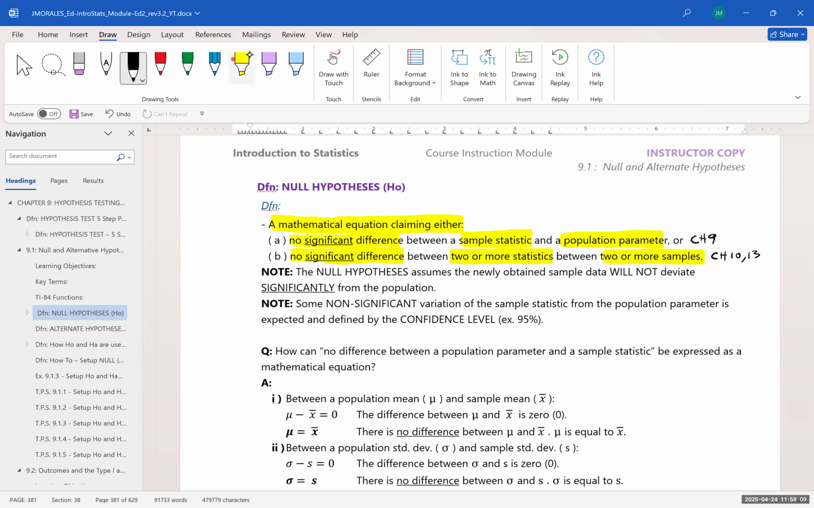So the null hypothesis assumes the newly obtained sample data will not deviate significantly from the population. Some non-significant variation of the sample statistic from the population parameter is expected and defined by the confidence level, like 95%. So what do we mean here by some non-significant variation of the sample statistic from the population parameter?